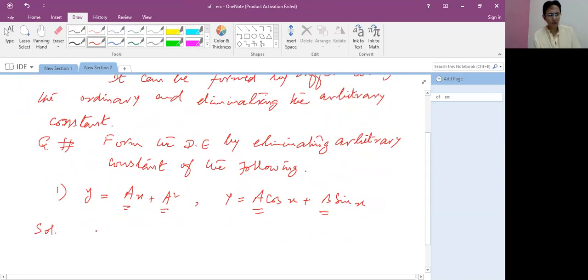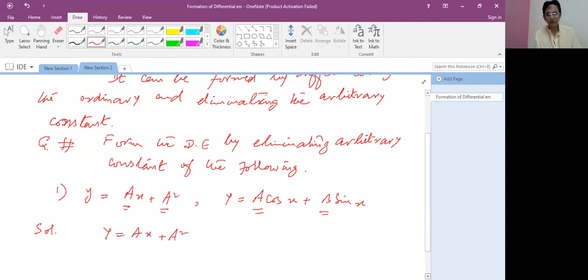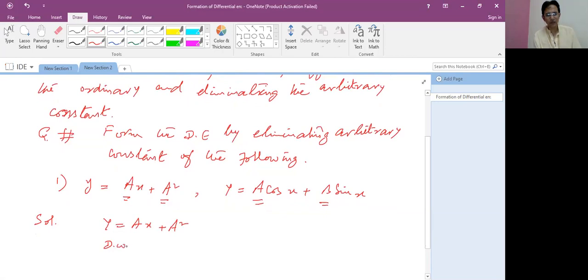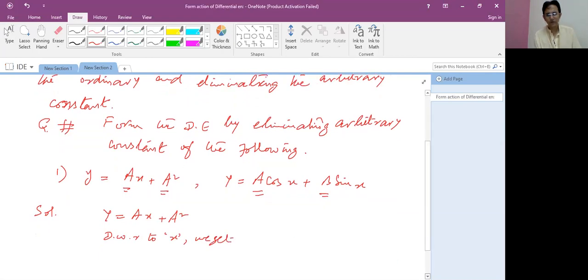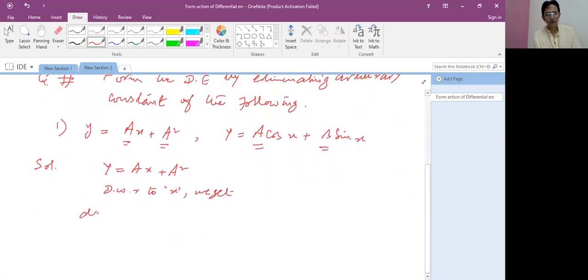So it means, student, if you take y equals a times x plus a square and differentiate with respect to x, we get dy over dx equals a, because the derivative of the constant is 0 and the derivative of x with respect to x is 1, so a into 1 is a. So what is dy over dx? dy over dx equals a.